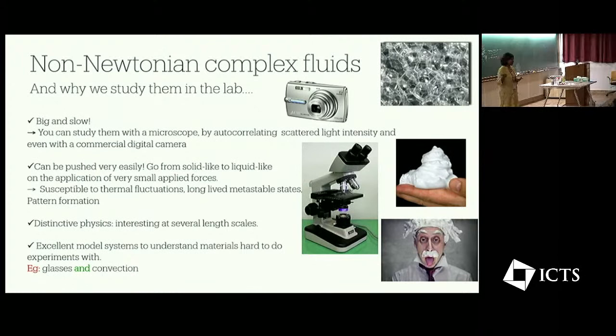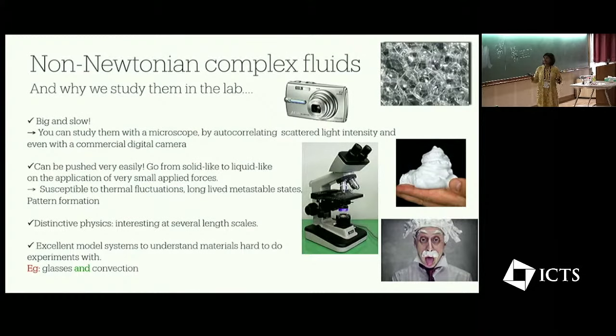Even though I showed you electron microscopy data, there's also a lot of work you can do under a light microscope. Okay, so they can be pushed easily. Distinctive physics, interesting at several length scales. This is something we work a lot on, but I don't have time today. And they're also excellent model systems. So these are two things that we work on.